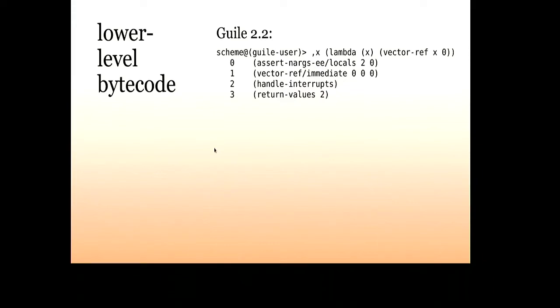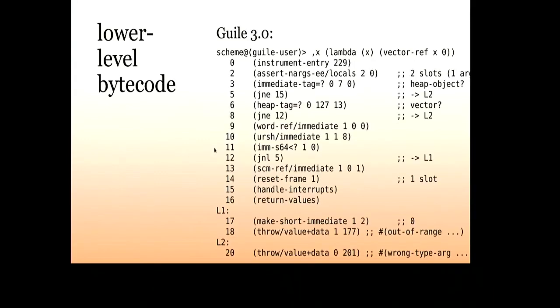So pretty straightforward. In Guile 3, it's horrible. Or good, depending on your perspective here, right? It's not really understandable, but it's taller, right? What it means is that each of these instructions does less, right? The set of instructions is more orthogonal so that the native code emission, that JIT compiler, can be smaller because it has to do less for each instruction. Additionally, it exposes some more control flow that wasn't there before, and it's all just at a much lower level.